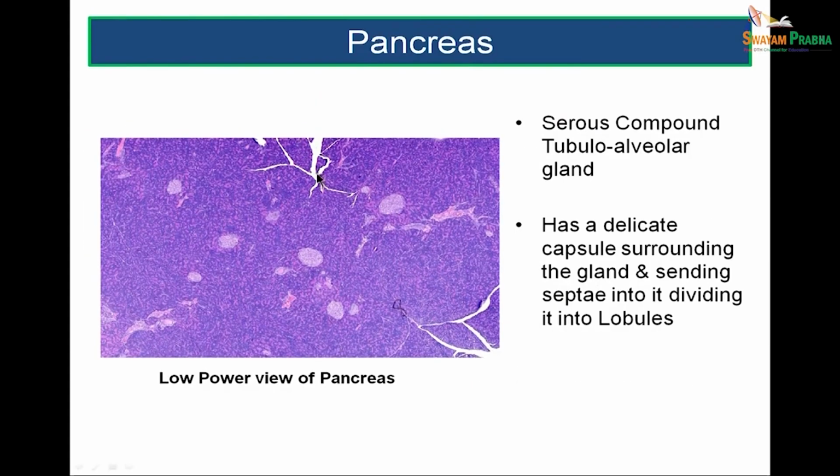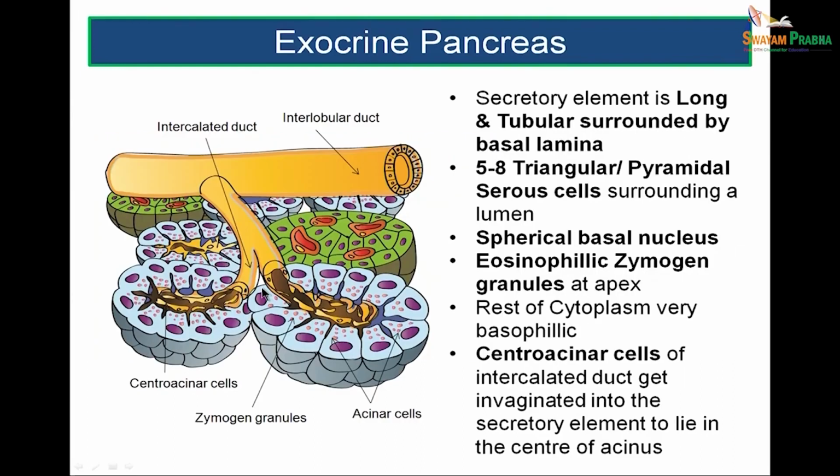You can see the gland here, the lobules. It's a serous compound tubuloalveolar gland having a delicate capsule outer which surrounds the gland and sends septae into the gland, dividing it into lobules. An illustration of these acini and the islets of Langerhans, and these are the duct systems.